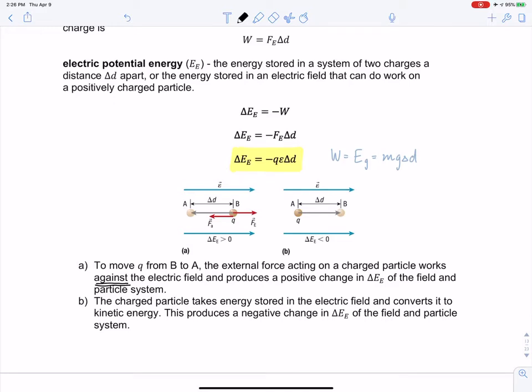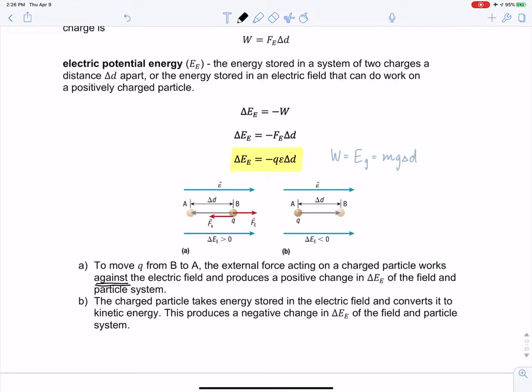So if you imagine, if you are doing work to move something against an electric field, it will contain stored electric potential energy. And when released, that particle can then accelerate through this electric field. Same thing is true when we lift a mass in the opposite direction against the field of gravity. That stores gravitational potential energy.